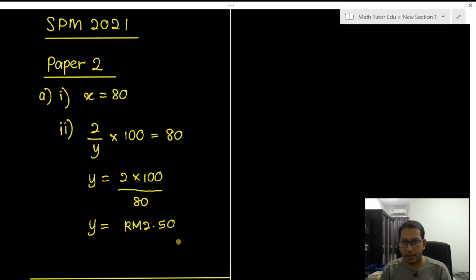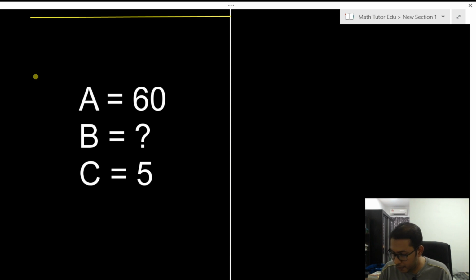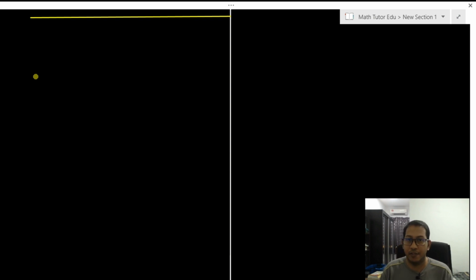Let us move on with the question part B, where we are required to find the composite index for the cost of making the food in the year 2020 based on the year 2018. Okay, let me scroll down. So from here, the first step what we need to do is we need to make sure that the weightage is all in order. For the ingredient A is actually 60. Ingredient B we don't know yet. However, we know that ingredient C we have is 5.